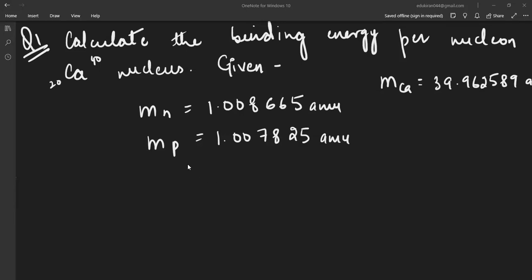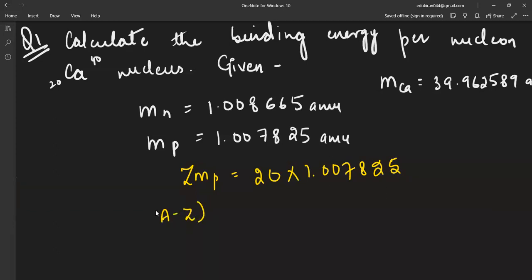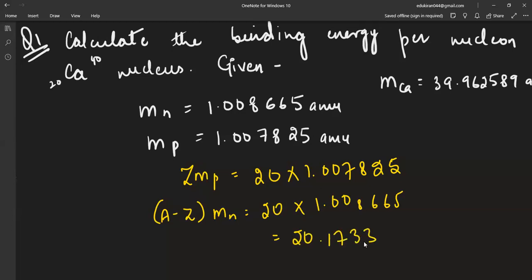Now, see, when we calculate Z Mp, Z is 20 for calcium. Mp is given as 1.007825. A minus Z, Mn. That is 40 minus 20, so this will also be 20. 20 into 1.008665 is equal to 20.1733.